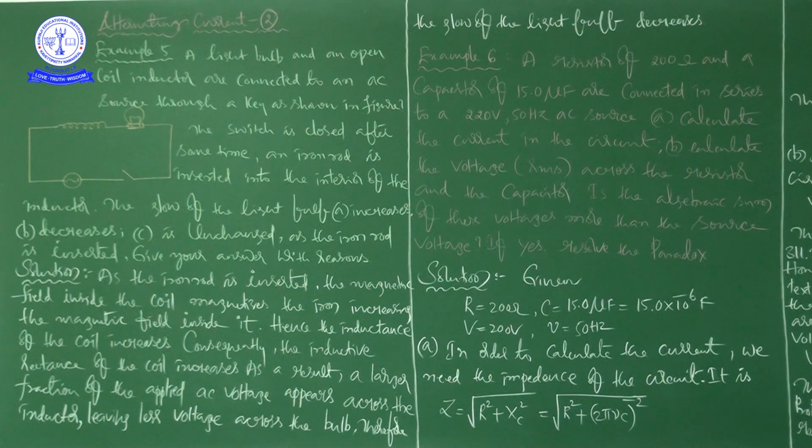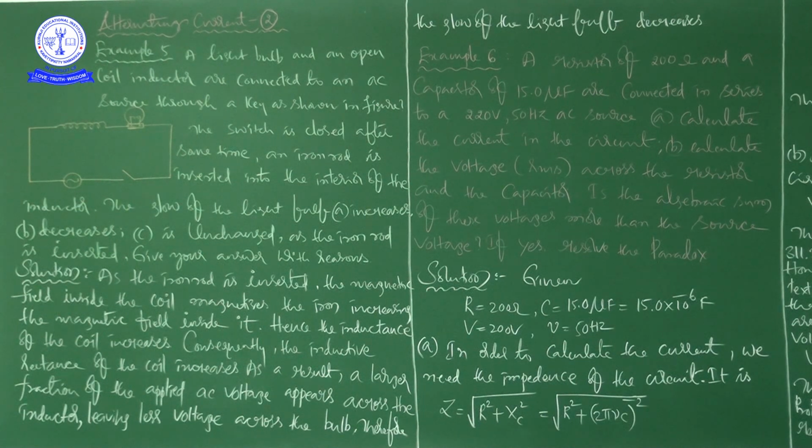Now the question is the algebraic, you know very well, voltage means it is a potential difference, a scalar quantity. Keep that in mind. Is the algebraic sum of these voltages, so you don't consider the direction, I mean in which direction the charge is flowing. Simply he is taking that algebraic sum of these voltages more than the source voltage, right? If so, resolve the paradox.